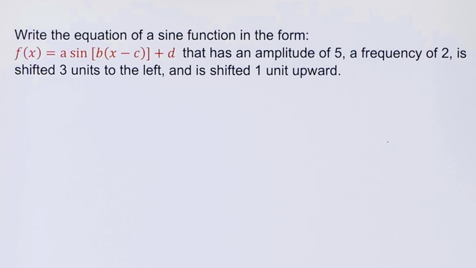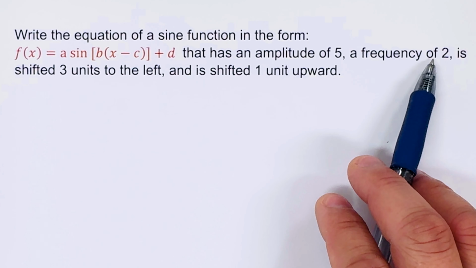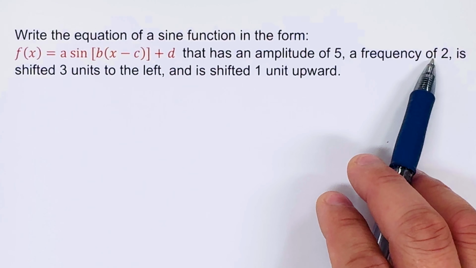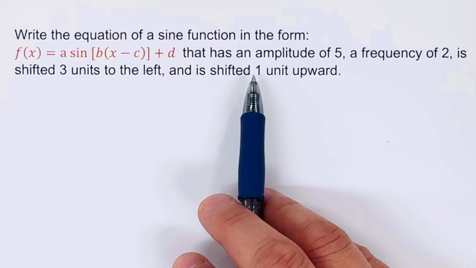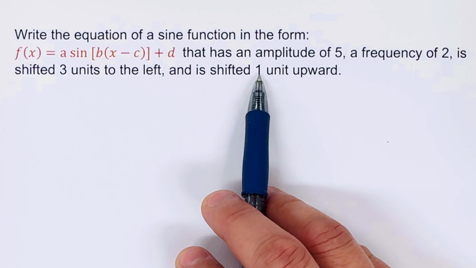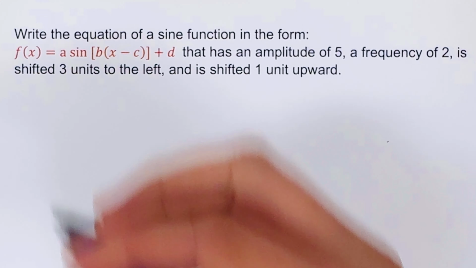So in this example, we're given the amplitude of 5, a frequency of 2, a shift to the left of 3 units, and a shift going up of 1 unit. And we're supposed to write a sine function that would represent all of this given right here. So I'm going to go ahead and write the given on the side here.